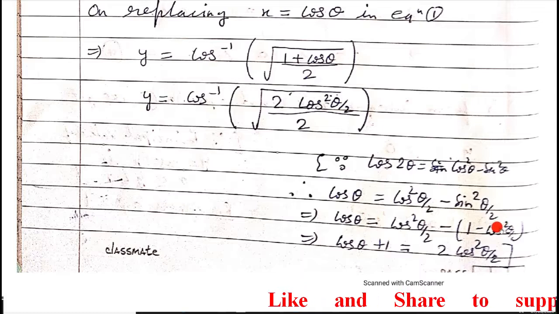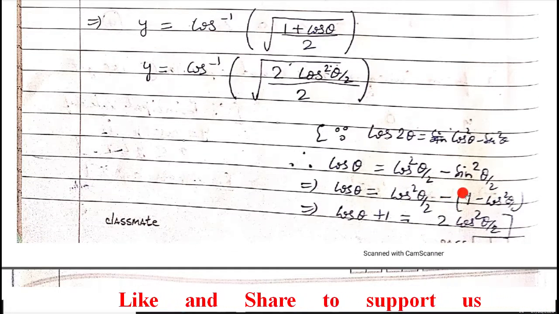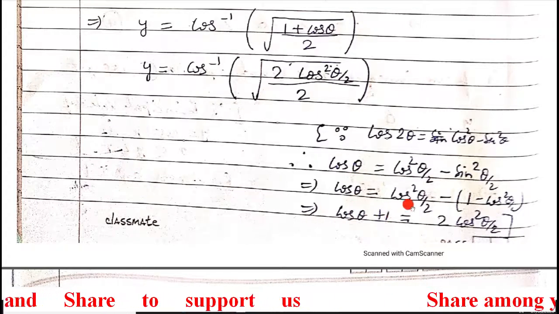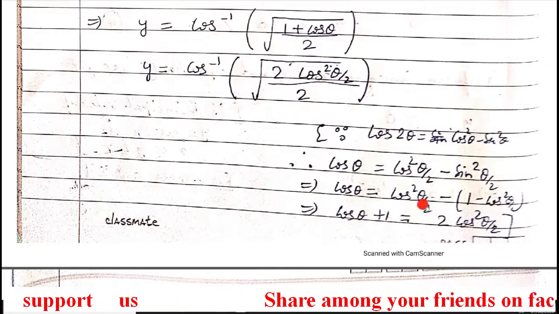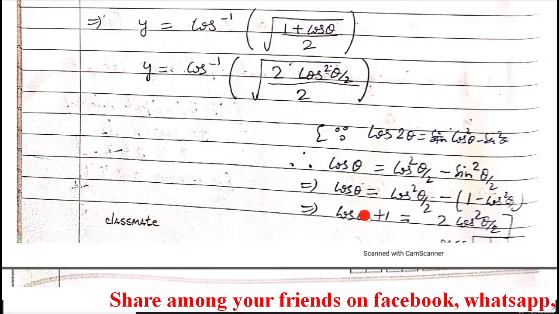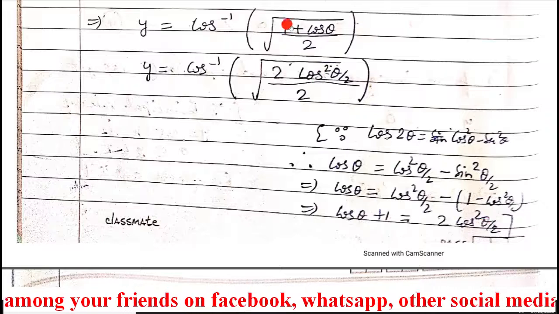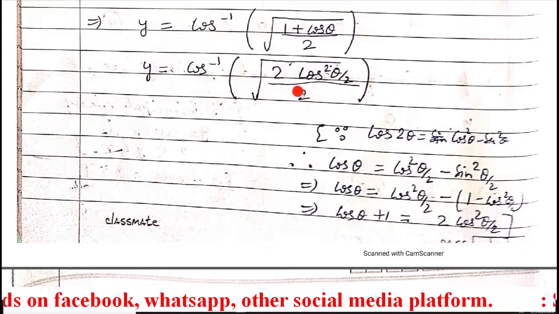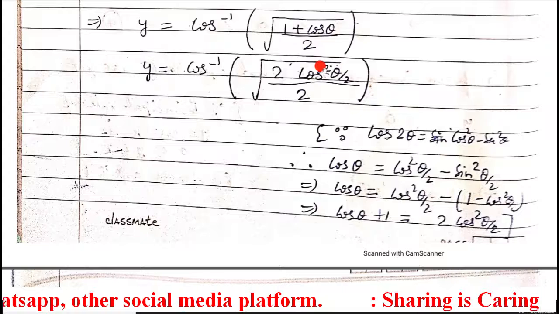Now open this bracket, add it. When you open it, you will find that this 1 is going to be negative. So when you shift this 1 here, it is going to be cos theta plus 1. Now this cos square theta by 2 and that cos square theta by 2 are both positive, so they add. So we obtain that the value of 1 plus cos theta is 2 cos square theta by 2. So instead of 1 plus cos theta, replace it by 2 cos square theta by 2. Now this 2 and 2 will cancel each other, and the root and square will remove each other.